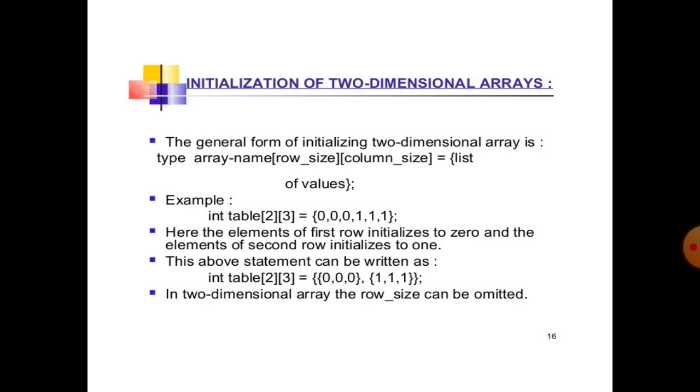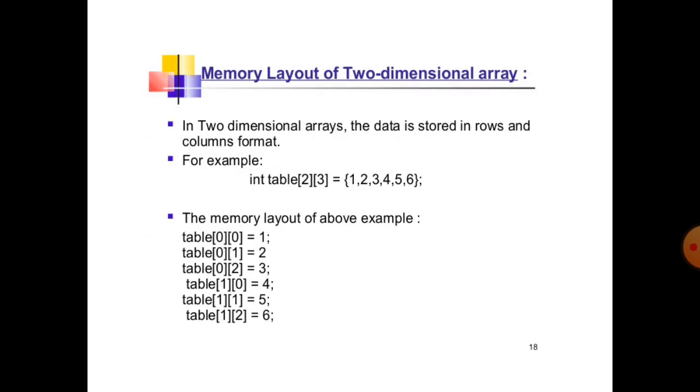Initialization of two-dimensional array. The general form of initialization of a two-dimensional array is type, array name, first is row size and second is column size, equal to list of values. For example, int table[2][3] = {0, 0, 0, 1, 1, 1}. Here the elements of the first row are initialized to 0 and the elements of the second row are initialized to 1. This above statement can be written as int table[2][3] = {{0, 0, 0}, {1, 1, 1}}. So in a two-dimensional array, the row size can be omitted.